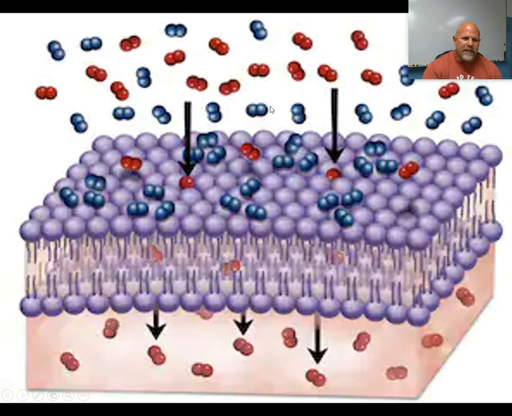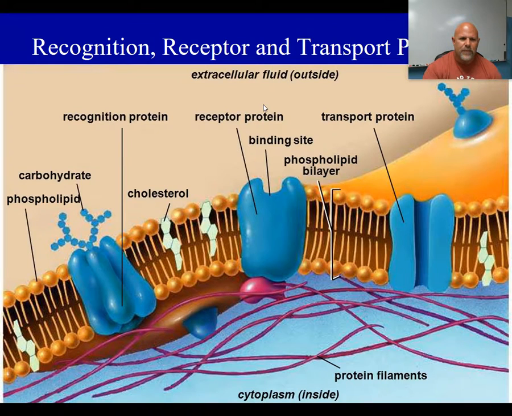So think of it like this. You have some molecules that can move right through the membrane, and some molecules can't. And it's going to depend on the characteristics of those molecules, whether or not they can move through or not.